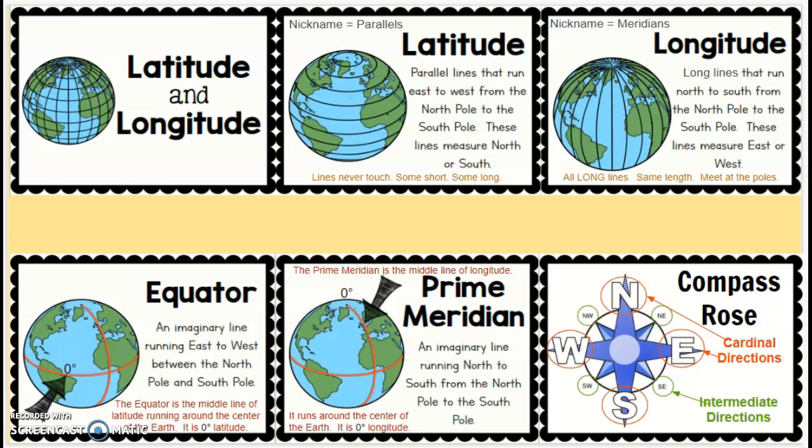The compass rose shows us which way is north, south, east, and west. The cardinal directions, those are the main ones, the ones that we say: north, south, east, and west. And intermediate means middle. These are the ones in the middle between north and south, east and west. Look at northeast and northwest. They're both on the top section close to north. Southwest and southeast are on the bottom section close to south.